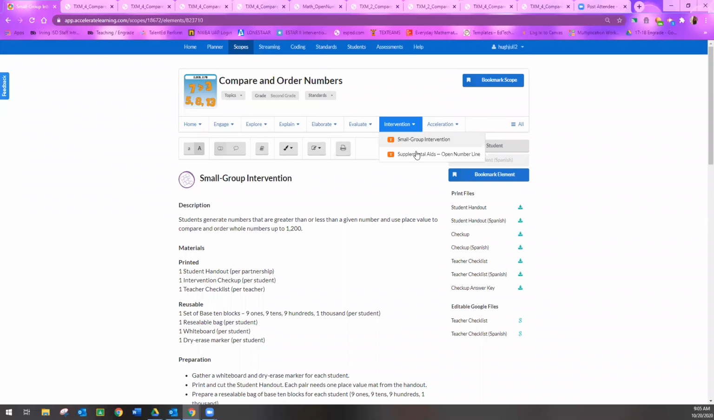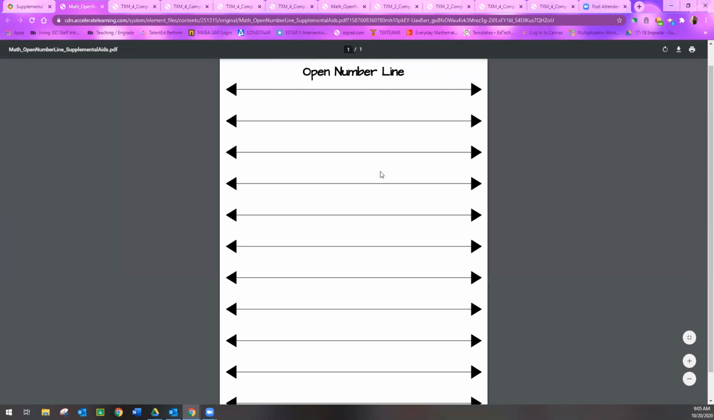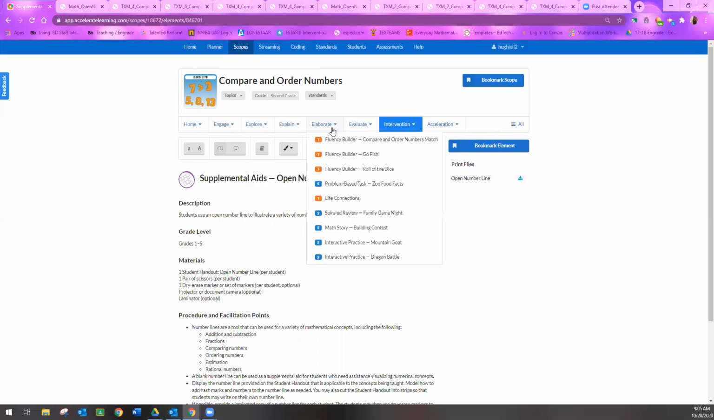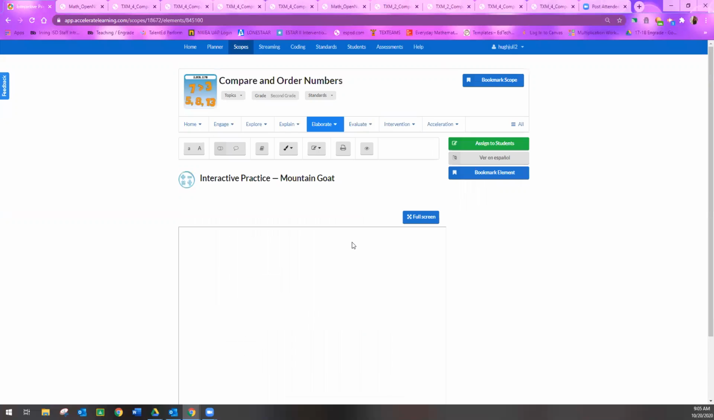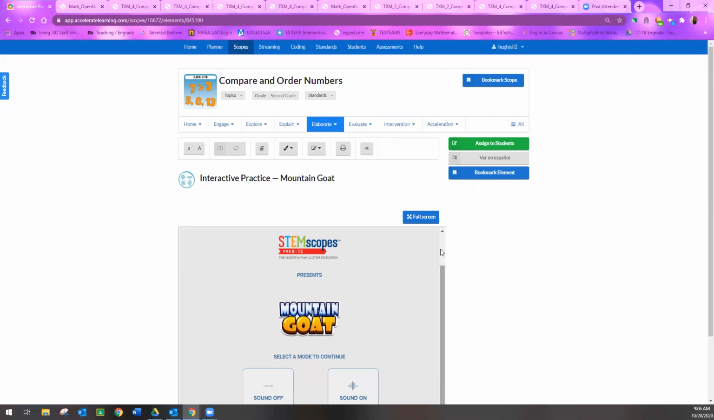Again, under the intervention tab, there are supplemental aids that you can print. This one has an open number line, so you can slip this into a sheet protector or have it laminated so that it is reusable for your students. It also has, under the Elaborate tab, interactive practice. So maybe you've done these lessons all week, Monday through Thursday, and the kids just need some practice. You can go in and assign them. It has this green button here where you can assign it to your students. It doesn't matter if they're fourth graders and you're assigning them a second grade TEK, you can still do that.